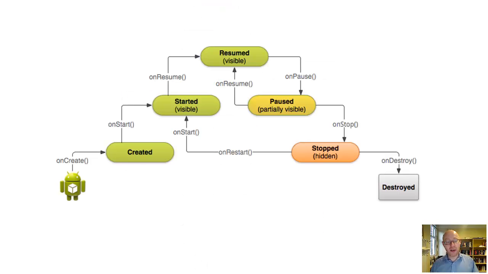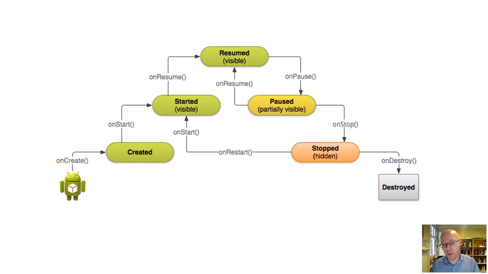Just by way of another diagram, again it's showing exactly the same process, just slightly different diagrammatically. We come in over on the left hand side with the creation. When we create it, we can call the onStart method that moves us into the starting state. So we're visible at this point. We can then resume, which will bring us into the running state. So again, the application's running.